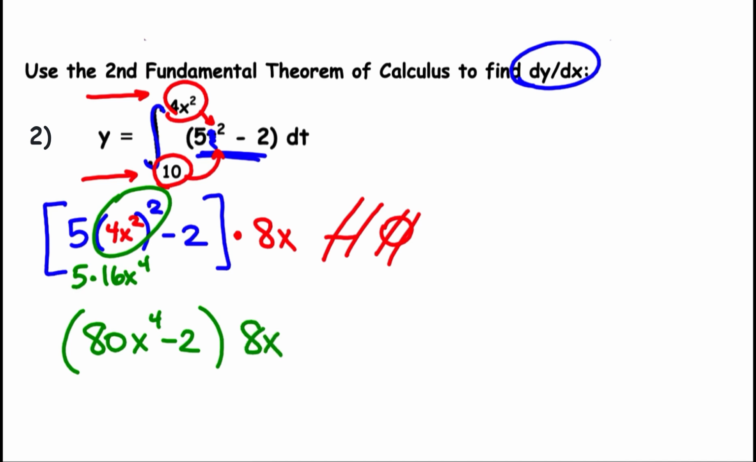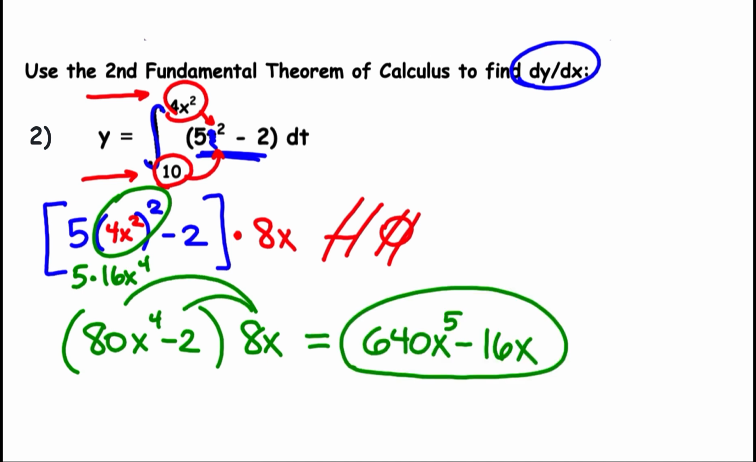So I have two choices. I could distribute it through, which I think I will. Okay, so there's one way to write the answer. Or I guess I could take this over here, and in the parentheses I could factor out a 2. That would make this 8x into a 16x.